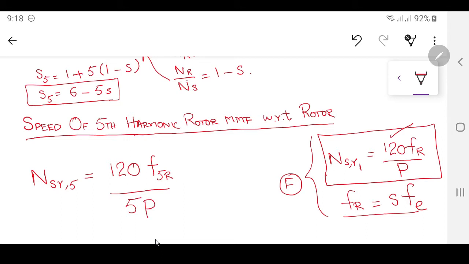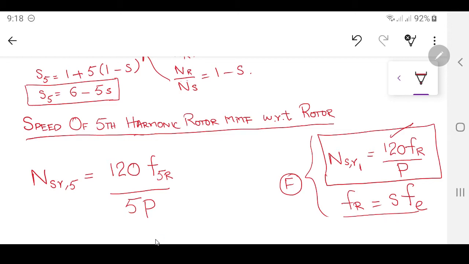I'm again repeating this, it is very important. On the right side, this is the formula for the fundamental. The rotor has an MMF in the fundamental, and its speed with respect to the rotor is given as 120 Fr by P. Fr is the frequency of the electrical signal inside the rotor, the fundamental one, and Fr was equal to S times Fe.